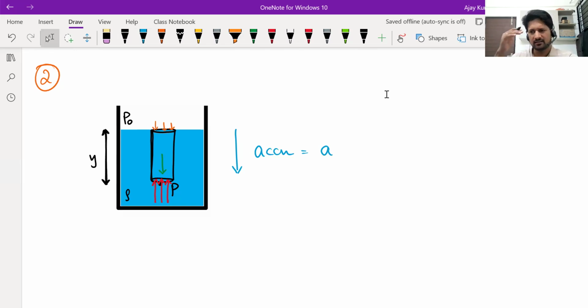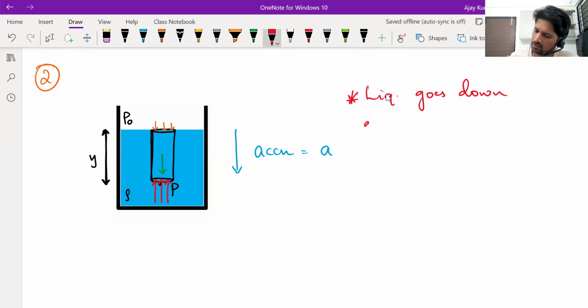Okay. See, if the container is accelerated downward, the liquid inside it also will be accelerated downward. I want to share one condition here. The container is not accelerated so much that the liquid flows out of it. See, that possibility is also there. If you pull the container down very fast, liquid will come out of the container. That case we are not considering. The liquid is still static. Okay. So, assuming the liquid goes down along with the container.